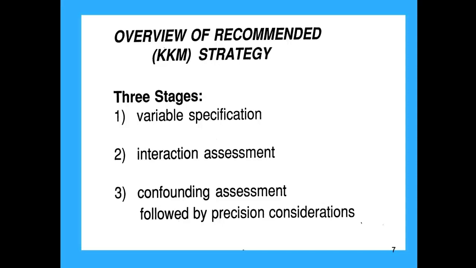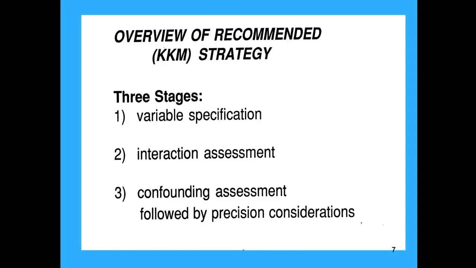Okay, so here are these 3 stages. The order in which I've listed them is the order in which you should do them. You should do variable specification first, whatever that is. You then should do interaction assessment, and then confounding followed by precision. We're going to talk about each one of these stages. That is the order. Now, I haven't talked about why this order. So let's talk about that.